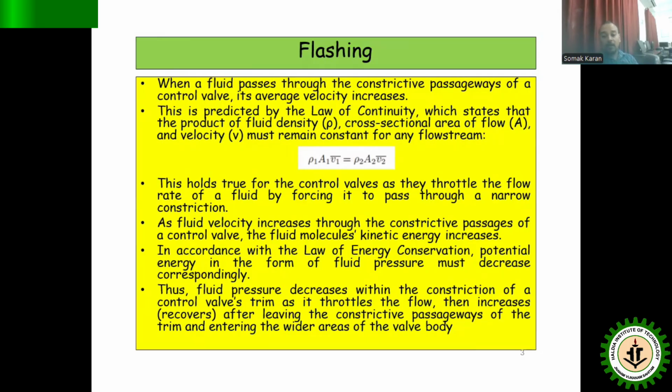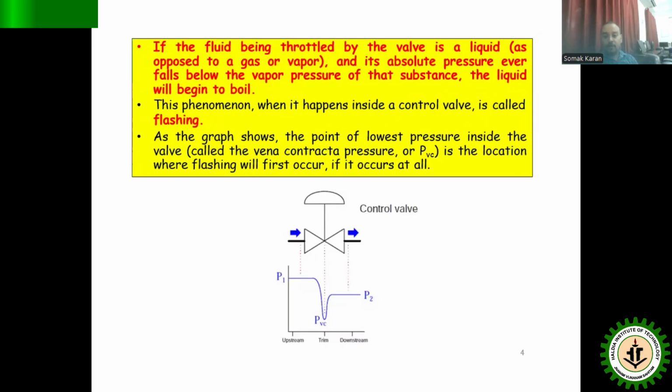So the first problem which can be identified is called flashing, that is, flashing of a control valve. If we try to visualize this diagram, we can see a few pieces of information. If I have a control valve, obviously the left-hand side will be the inlet section and the right-hand side will be the outlet section, or the upstream side and the downstream side.